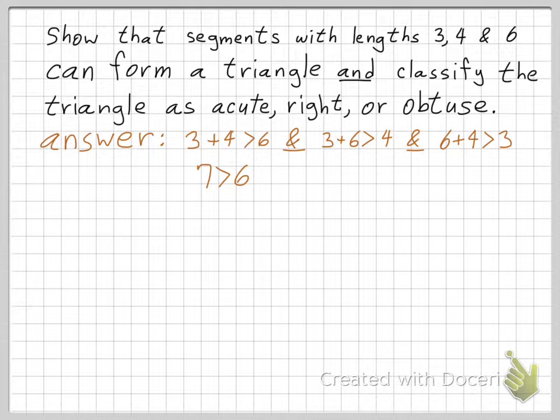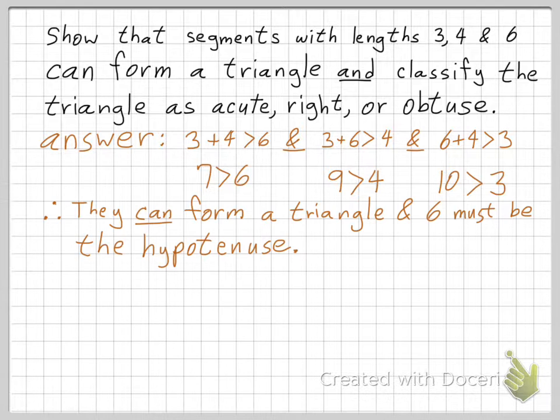Okay? So, let's see. Moving on here. Yes, so 3 plus 4 is 7. 7 is in fact greater than 6. And 9 is greater than 4. And 10 is greater than 3. So they can form a triangle. And 6 must be the hypotenuse, right? Because 6 is my greatest value. So 6 has to be my value for c. Okay? 6 has to be my value for c. That's why I put the 6 out here and square it. It's the one that's all by itself.